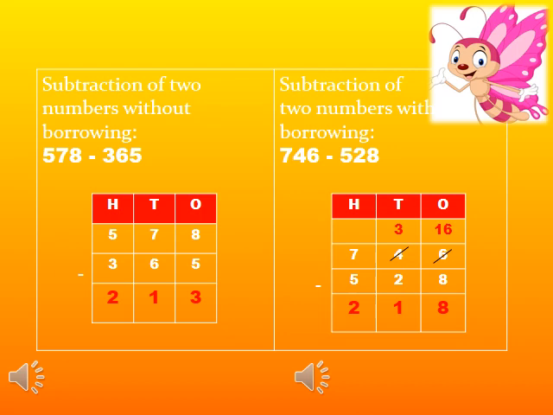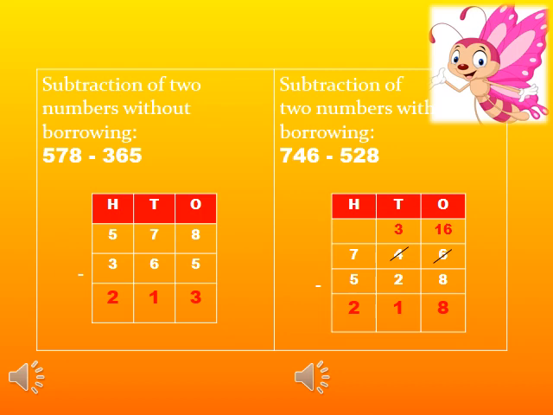Okay class? Now again subtraction will be started from right hand side as in addition we do. First we'll subtract ones place, then tens place, then hundreds place. Now subtract ones place. 8 minus 5 we get 3. Now tens place. 7 minus 6 we get 1. Now hundreds place. 5 minus 3 we get 2. So the difference between 578 and 365 is 213.